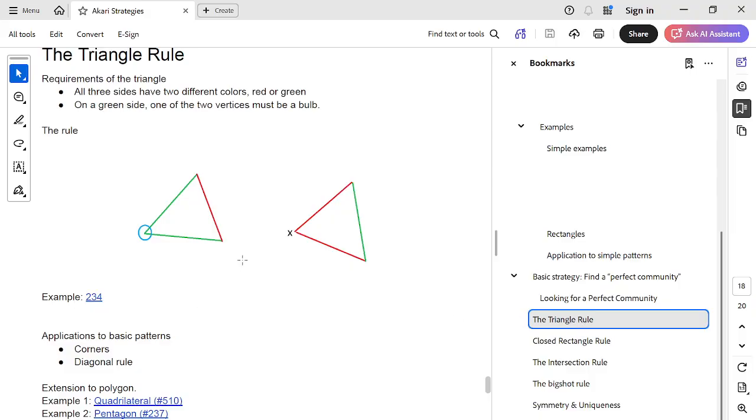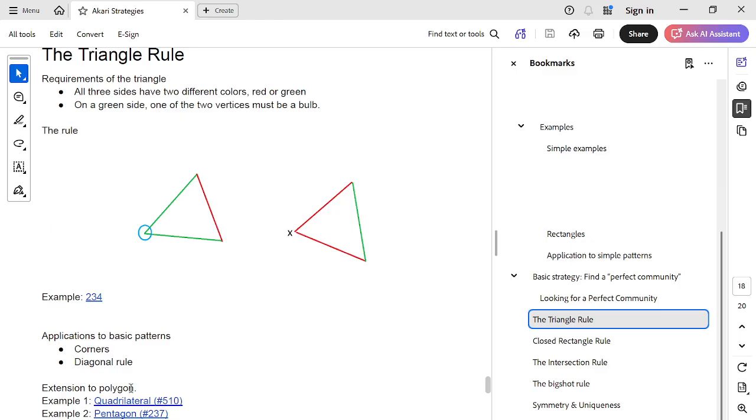I mean, of course you can do something like this. One of these is not a bulb, so it has to be saved by this one. So this must be a bulb. But I personally find that the red, red, green, green, green, red approach seems to work better for me. So your case may be different.